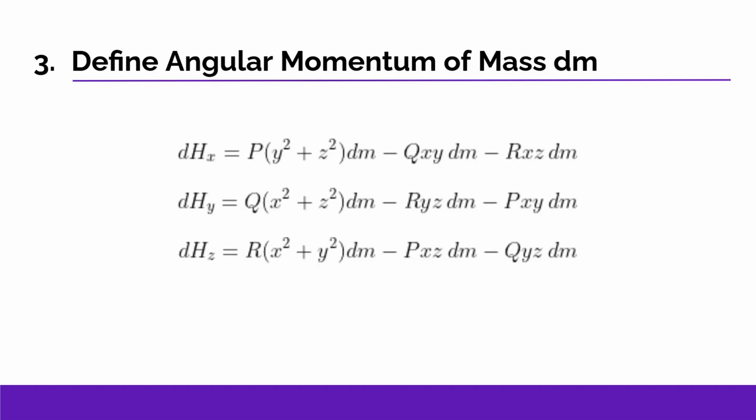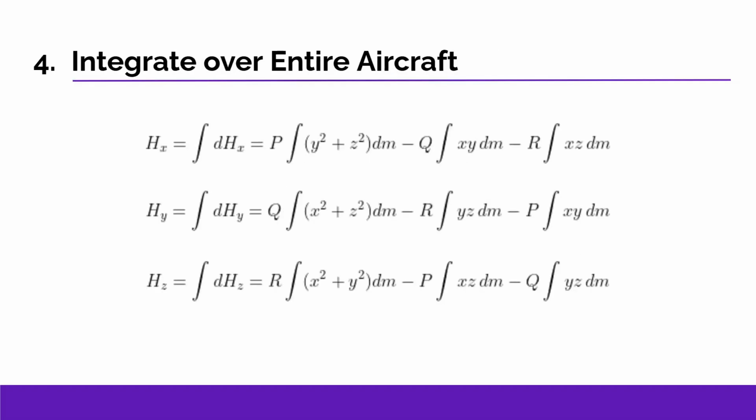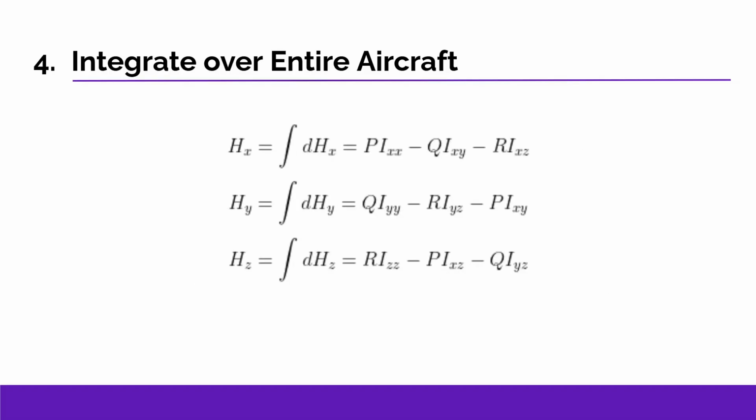And we see that the p, q, and r parameters are nicely separated from the rest of the equation. This is very important because we can replace the parameters that are not p, q, and r by integrations. The reason we do that is because we now want to integrate over the entire aircraft to get the angular momentum components for the entire aircraft and not just the elemental mass dm. So p, q, and r can be separated because they are not a function of the mass of the aircraft. The next step is to replace the integration parameters by their corresponding moments of inertia and products of inertia.